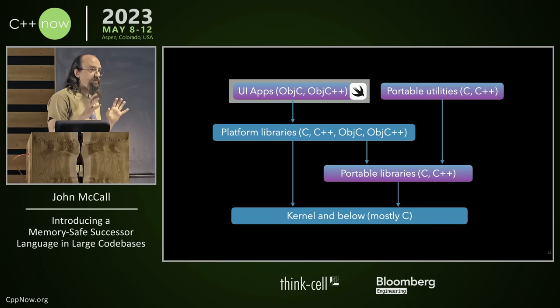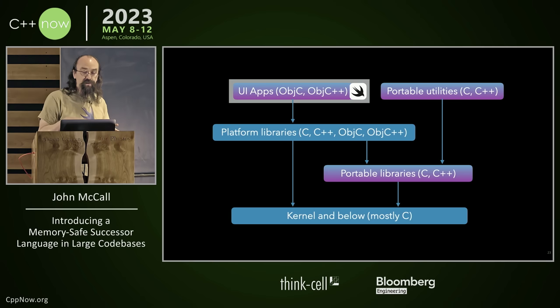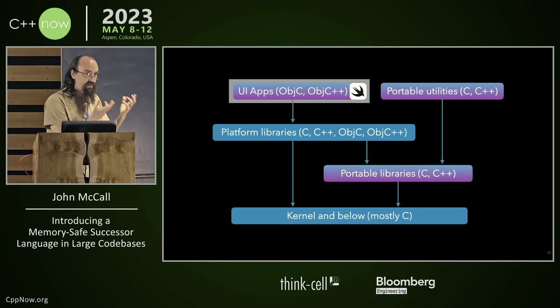Now, where does Swift fit into this? You've probably heard of Swift as an app development language, as a replacement to Objective-C. But Apple is very serious about making Swift a viable successor language everywhere on this chart. That's because we feel that we need a successor language everywhere on this chart. So we are putting Swift at the kernel and below, as well as in platform libraries and not just UI applications. And we think that's a really important feature for the language, and we're very committed to it.